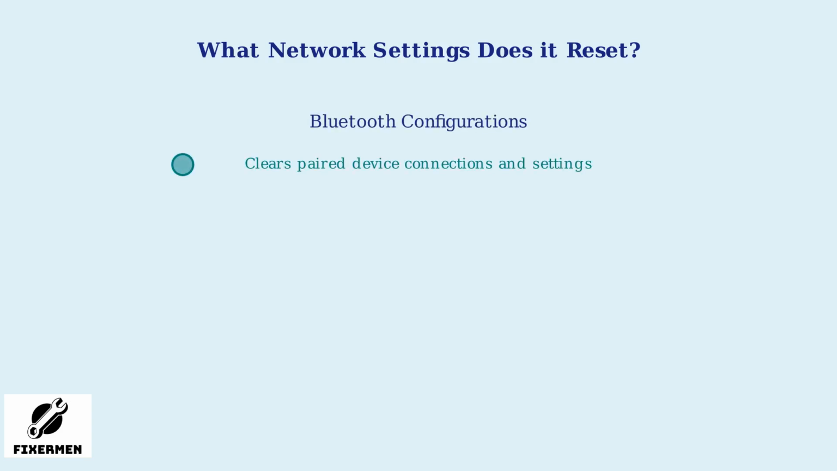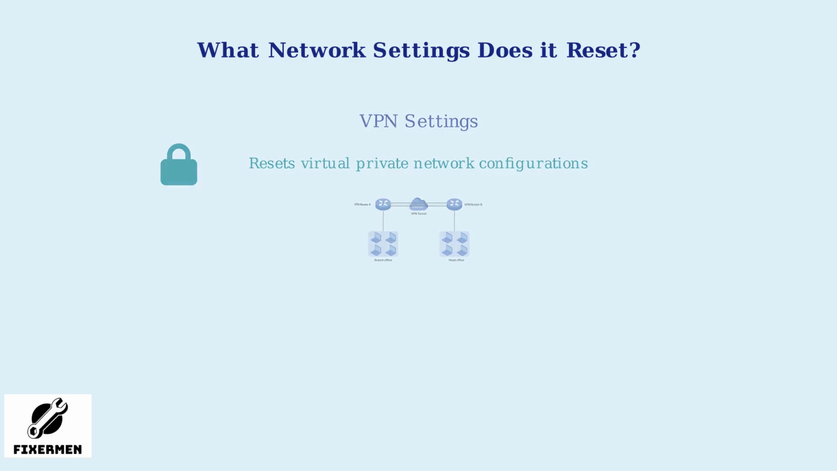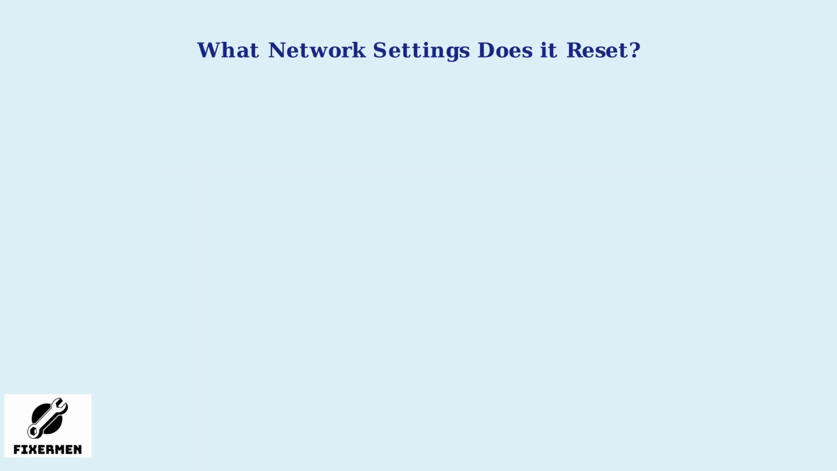Bluetooth configurations are also reset. This clears any paired device connections and restores default Bluetooth settings. Finally, VPN settings are reset. This clears virtual private network configurations and restores secure connection defaults.